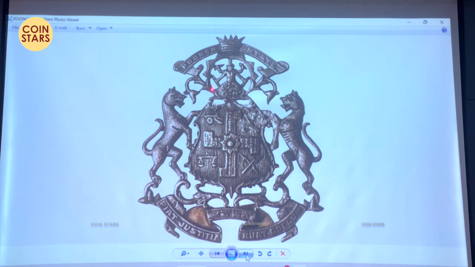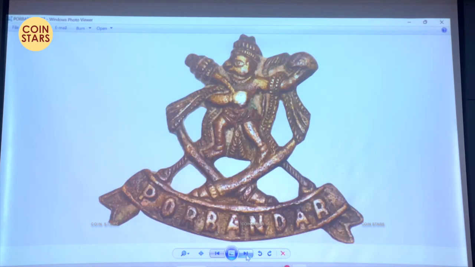This is Poonch state in Jammu and Kashmir. Poonch. And beautiful swastik here in the shield with a cannon, taraju, rifles, and here is Mataji sitting. Next is Porbandar in Gujarat, Hanumanji.